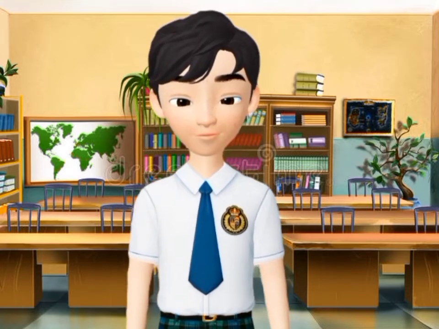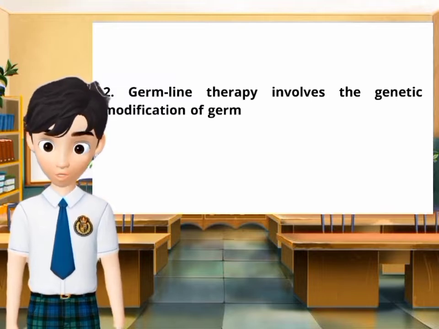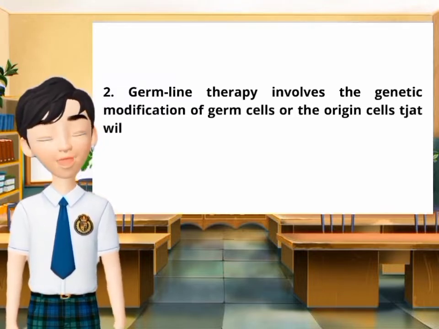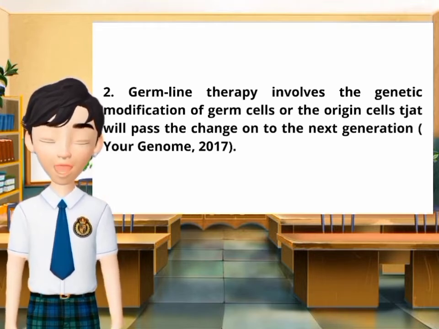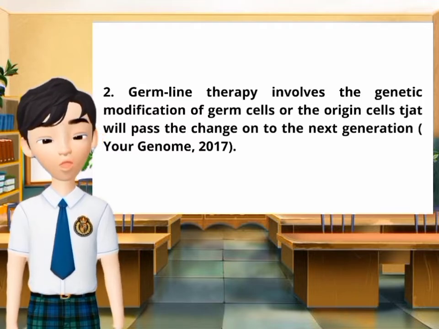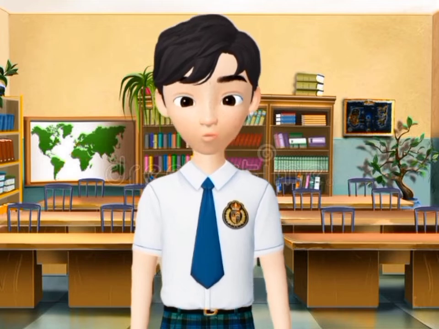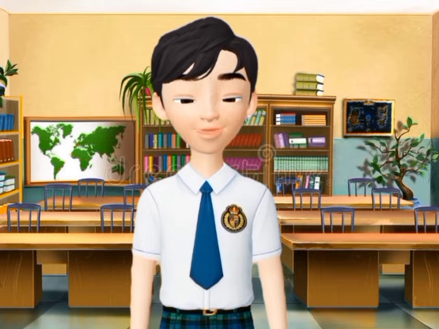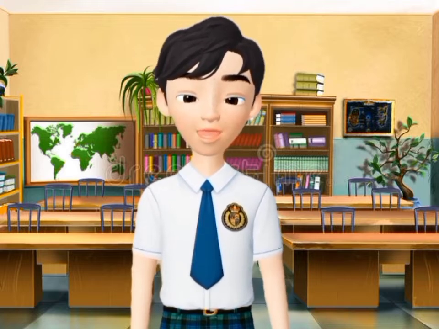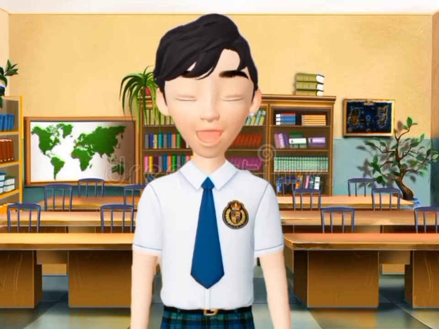The other form of gene therapy is called germline gene therapy, which involves the gene modification of germ cells or the origin cells that will pass the change onto the next generation. It's also the transfer of DNA into cells in the body that produce germ cells, eggs, or sperm. This type of therapy can correct disease-causing genetic variants that are sure to be passed down from generation to generation.